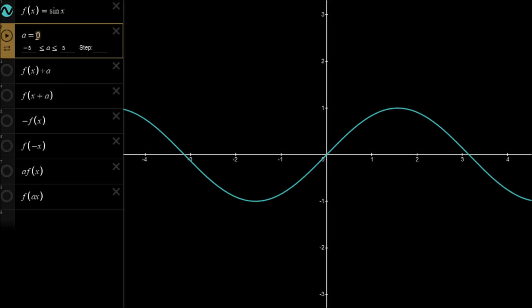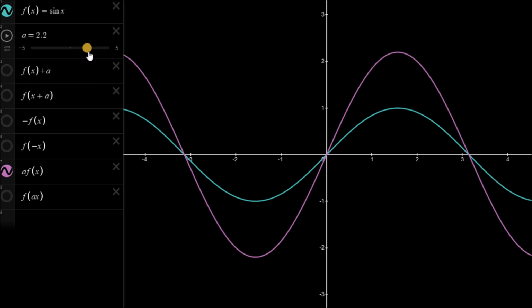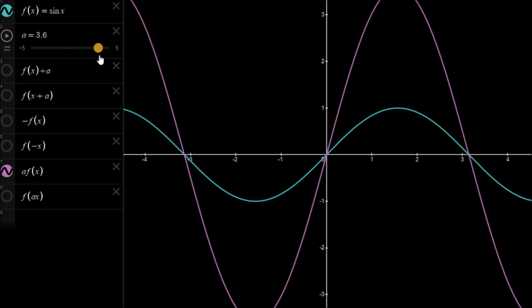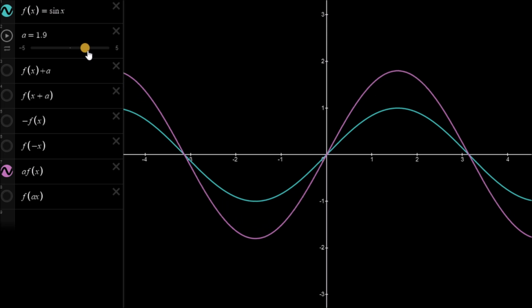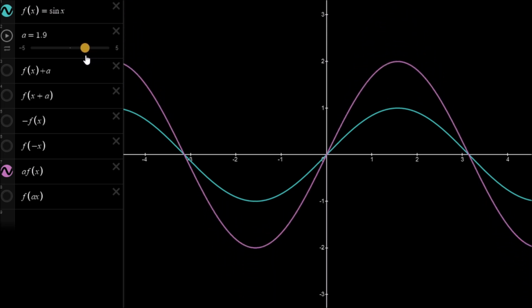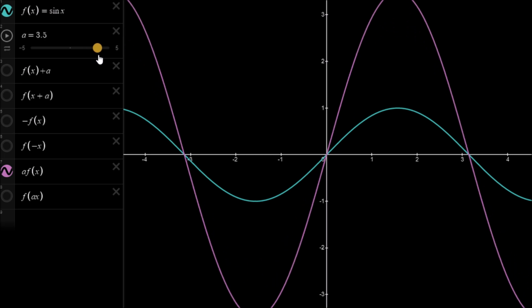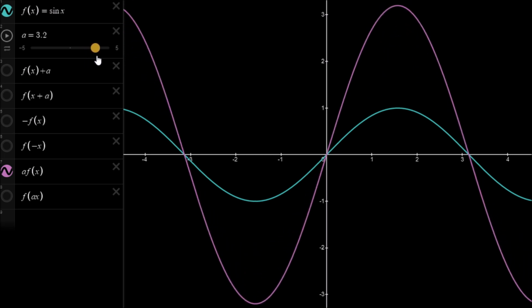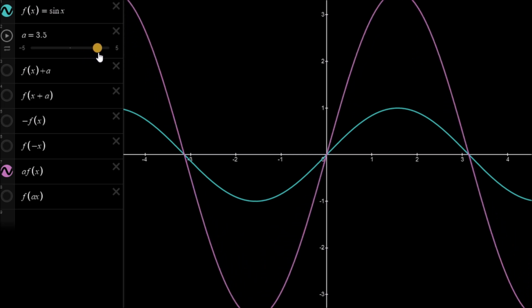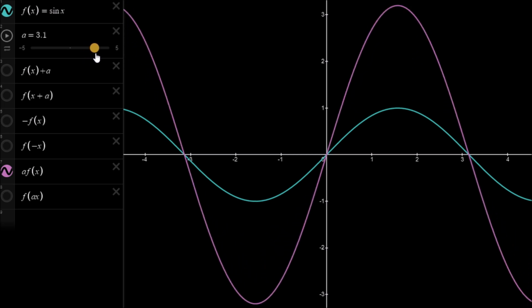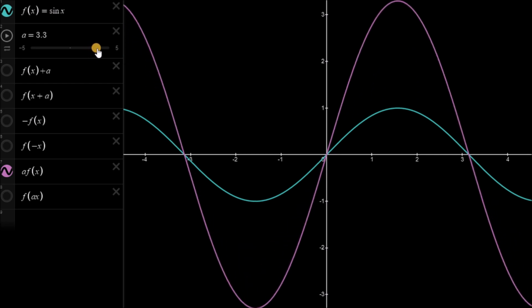So let's put a initially at a value of 1, and you can see here that we're going to have 1 times the function. Well, 1 times sine x is just sine x, so we just end up with the same function. But if we were to adjust the value of a, you can see that the function is actually getting larger. So that is in effect stretching the entire axis in the y direction. And we call this stretching the amplitude. So this is the amplitude of the function changing. And we'll see that whenever we look at the videos on waves.